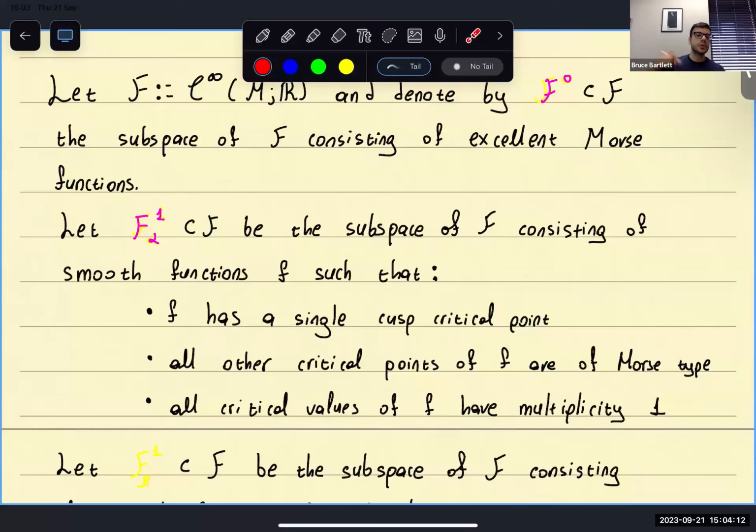And also all critical values will have multiplicity 1. So I'm not going to have two critical points with the same critical value. Basically, F1 alpha consists of the functions that are almost Morse functions, but they will have exactly one singularity of cusp type. Okay.